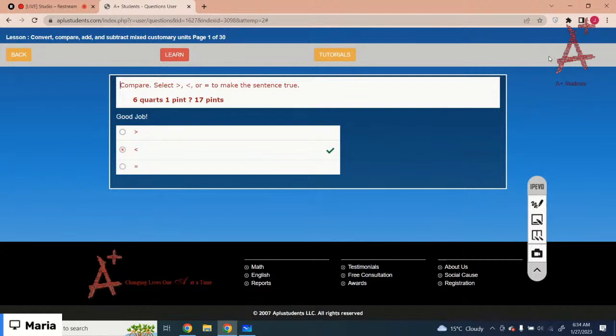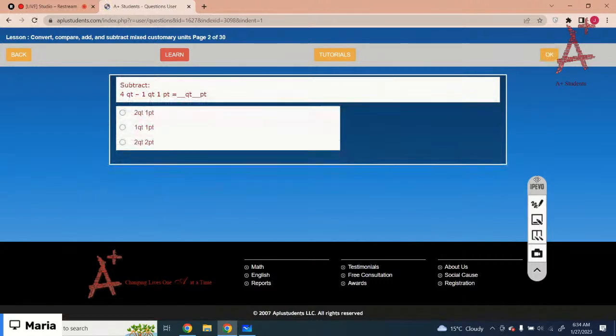Okay, the next one is subtract. You have to subtract. Just subtract quarts from quarts and pints from pints. So 4 take away 1 is 3 quarts. You don't have any pints here, so just write down the same. So it would be 1 quart, 1 pint. Got it?